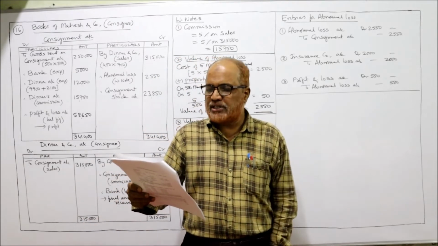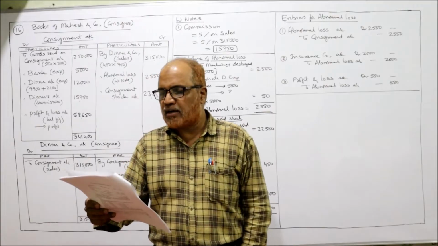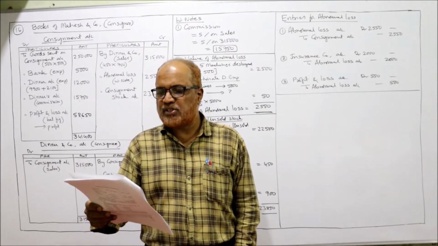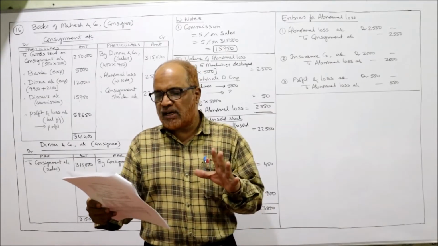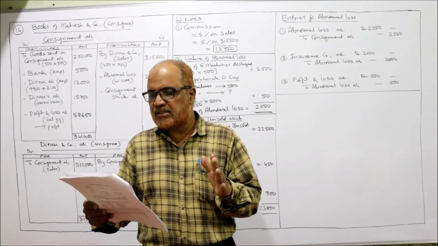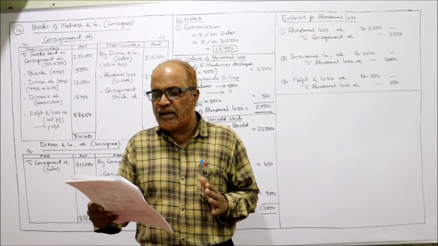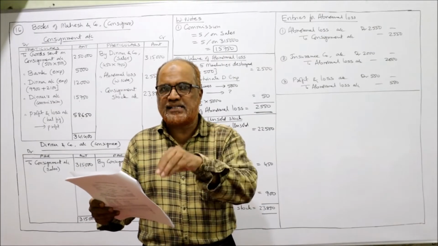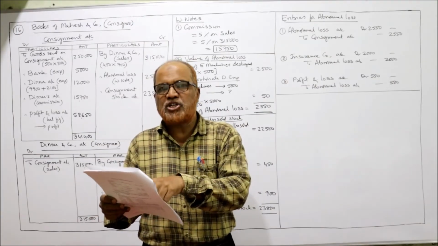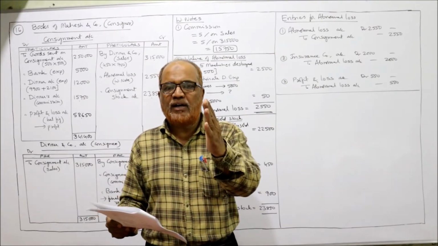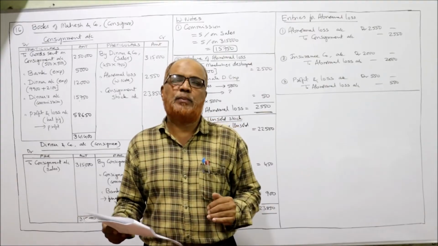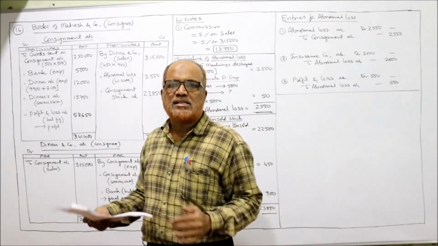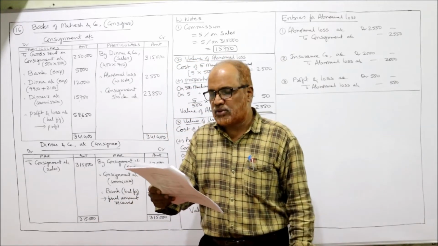500 sewing machines were consigned by Mahesh and Company, Mumbai, to Dinnu and Company of Hyderabad, costing rupees 500 each. So who is the consignor here? Mahesh and Company is the consignor. Dinnu and Company is the consignee. So 500 sewing machines are sent. The cost of each machine is 500. So 500 machines into 500 rupees, you get 2,50,000. The goods sent by consignor to consignee amounted to 2,50,000.